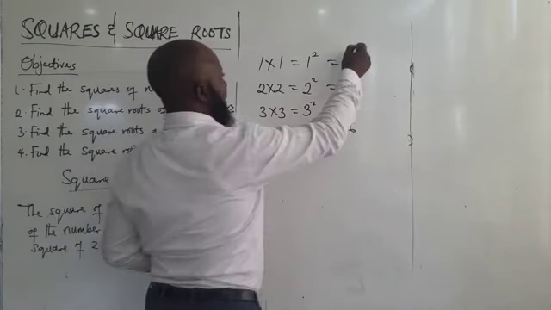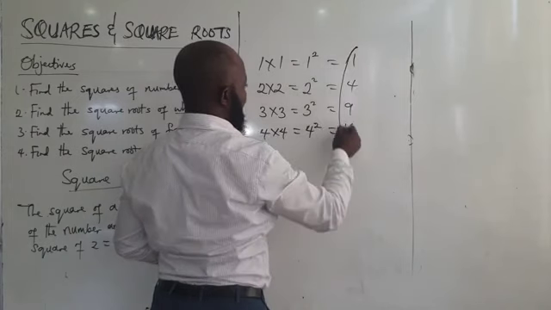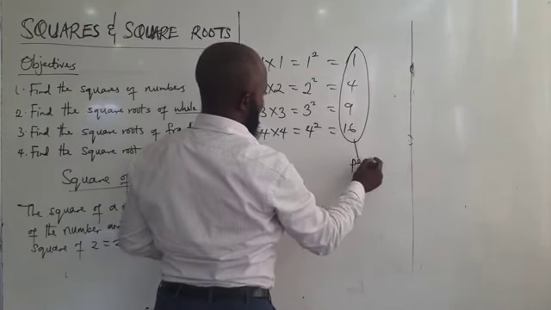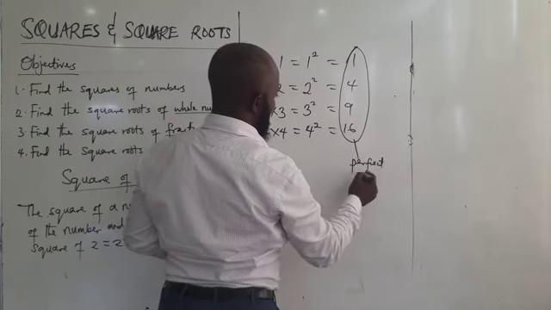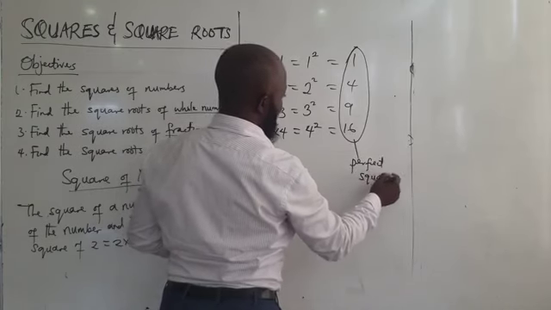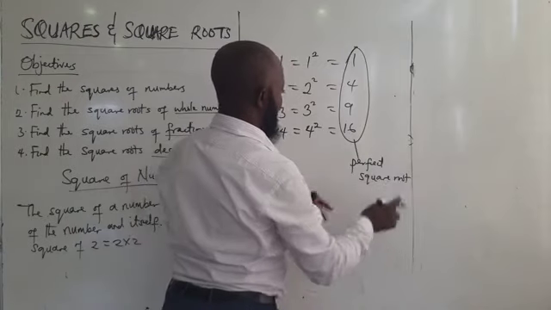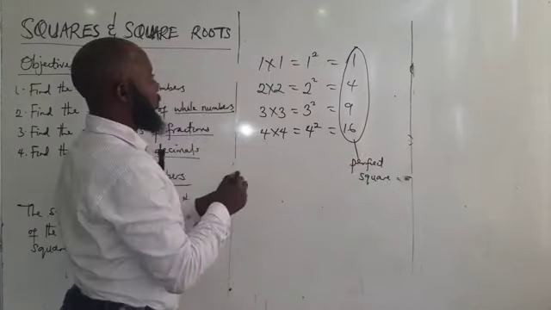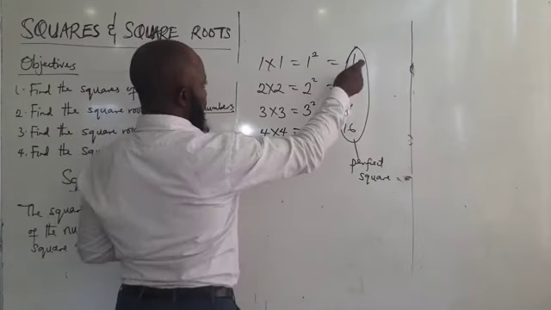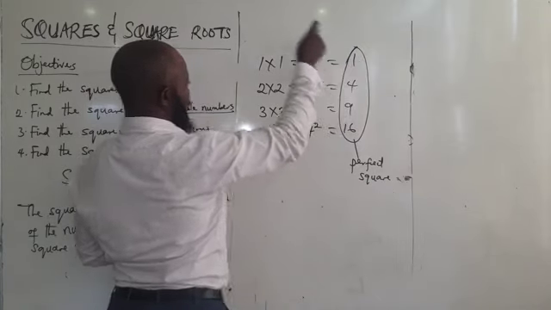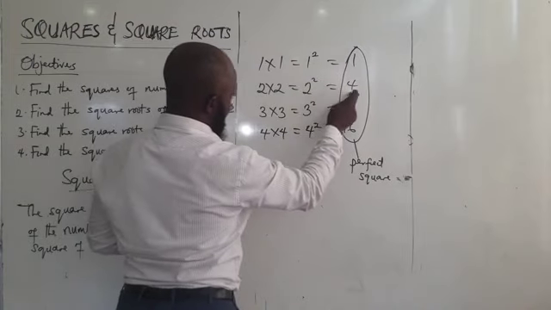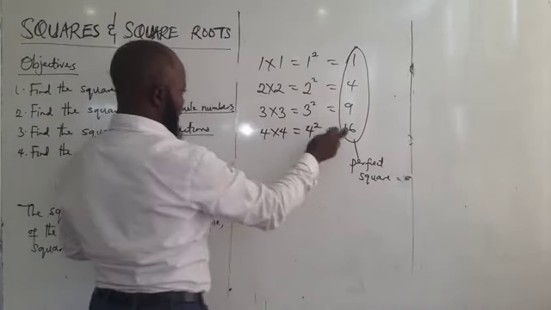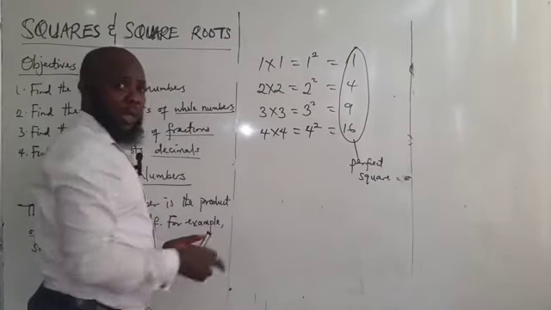All these answers we have here, we call them perfect squares. Perfect squares, because their square roots give us a whole number. So the square root of 1 gives us 1. The square root of 4 gives us 2. The square root of 9 gives us 3. The square root of 16 gives us 4. Am I with you?